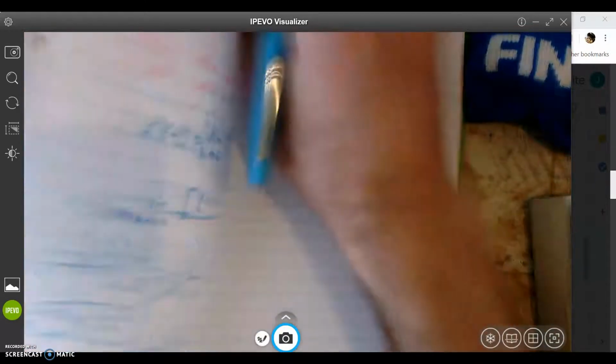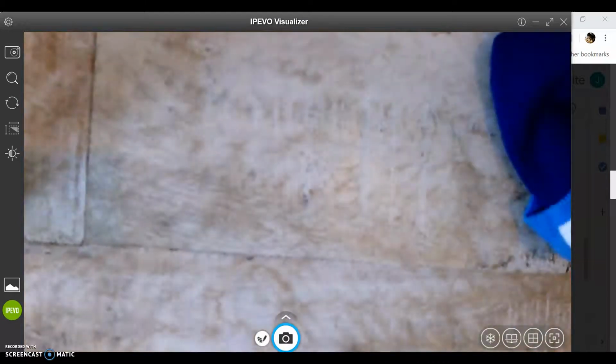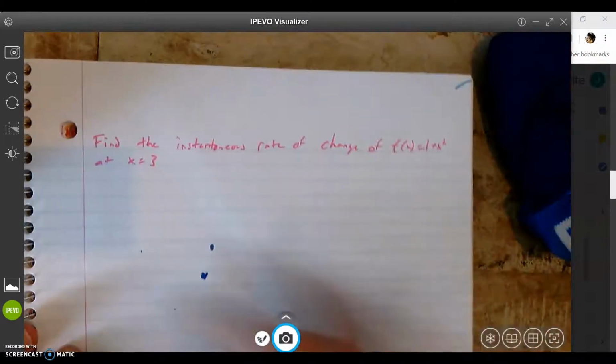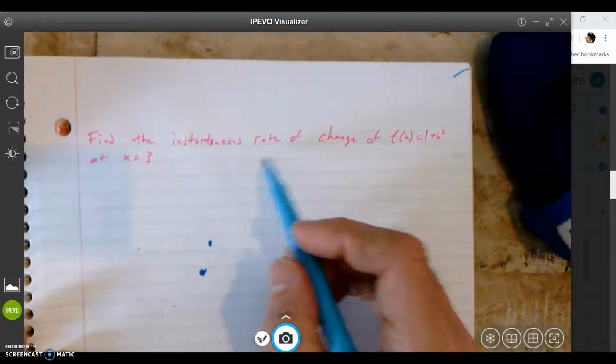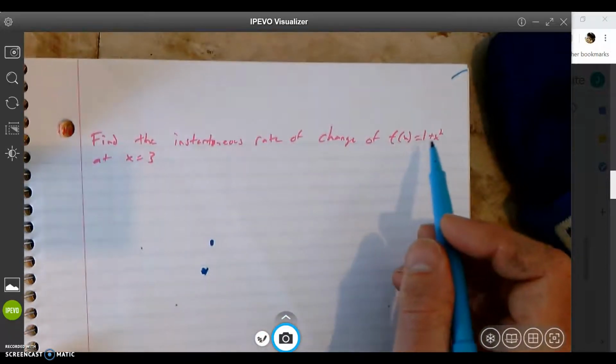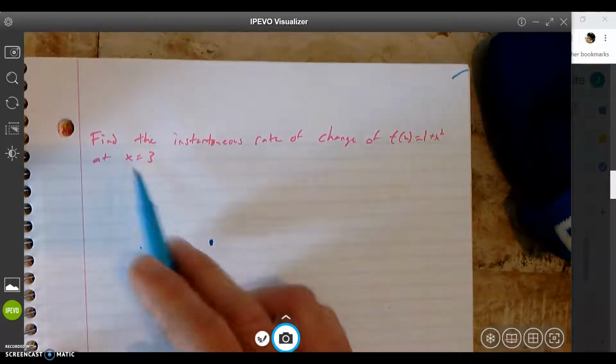All right. Nice job. Let's see if we can fit one more in there. All right, so here you go. Find the instantaneous rate of change of f of x equals 1 plus x squared at x equals 3.